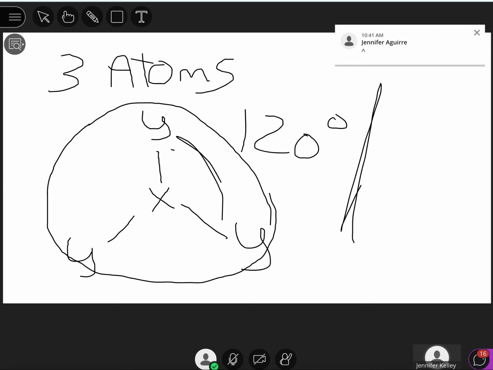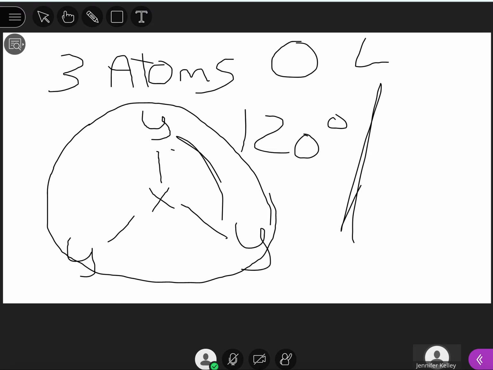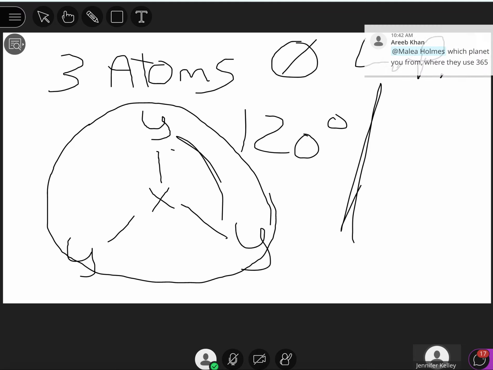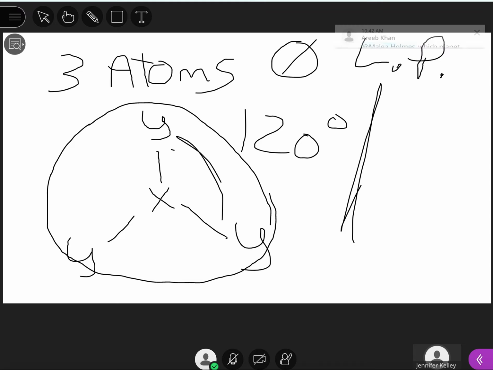All right, so that's when you have 3 atoms and no lone pairs. Then you get this shape, and it's flat. So imagine if you put something flat on your desk and it's spread out. So all of these 3 things, the X and all 3 Y's, are in the same plane. It's just flat.